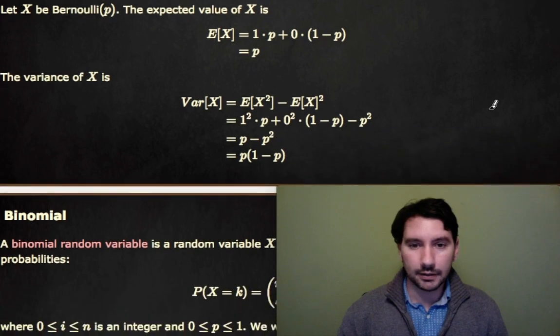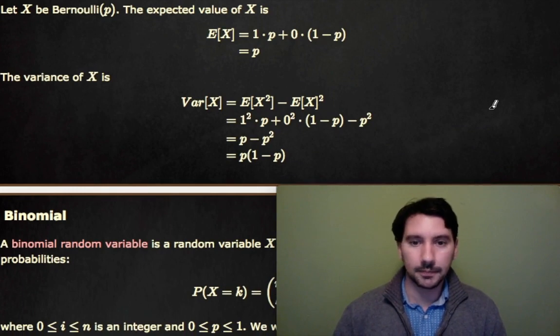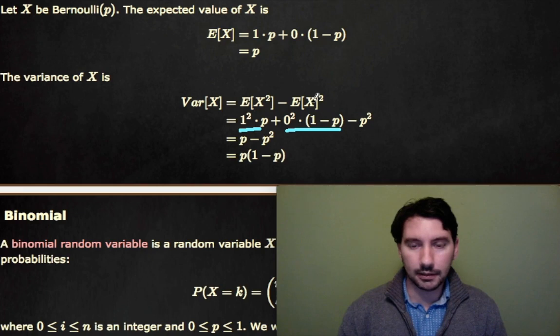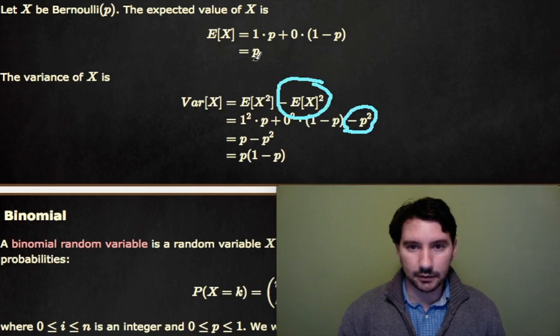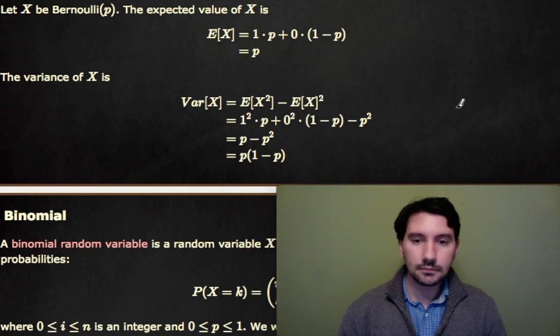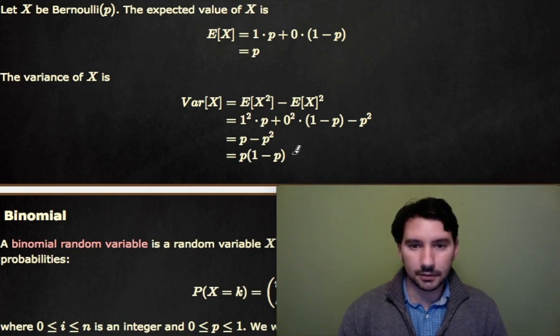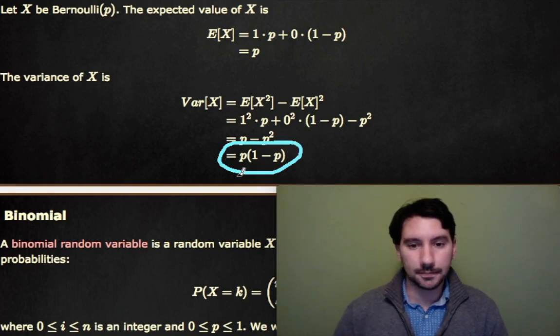And the variance is the expected value of x squared minus the quantity E of x, squared. So we get 1 squared times p plus 0 squared times 1 minus p, minus the expected value squared, which is minus p squared. So these first two terms are E of x squared. And this last minus p squared is the minus E of x squared, because E of x is p, as we saw above. And this gives us p minus p squared, or p times 1 minus p. This is the probability of a success times the probability of a failure.